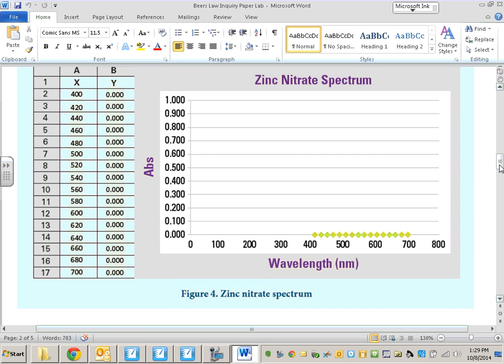Look at this one. Flat line. Why? It's clear. It has nothing. Nothing's absorbed, all of it's transmitted because it's clear. Give me another solution that would be clear. Water. Give me something AP level. Okay, hydrogen peroxide, give me more. I want an ionic solution.